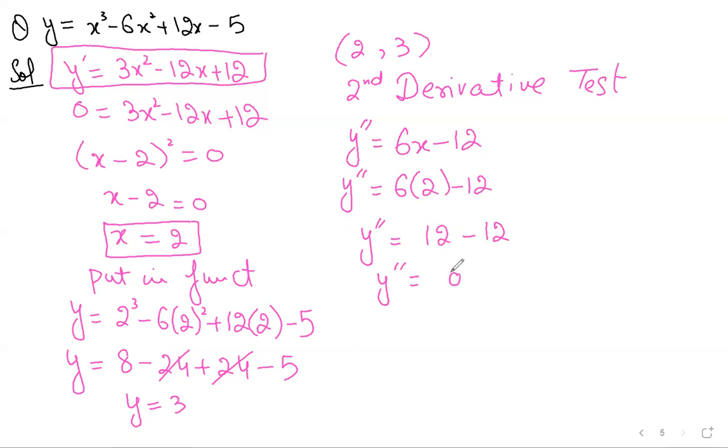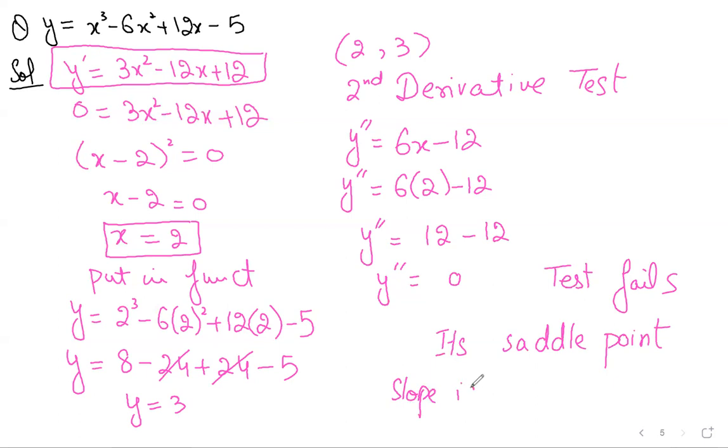Now 0 is not considered a positive or a negative number. So we can't say that we have a maxima or minima at that point. We can only say that our test fails at this condition and it's a saddle point. A saddle point is the one which we get when our slope is flat. So see how we just solved these three types of questions in which we get maxima, minima, or sometimes, when the test fails, we get the saddle point.